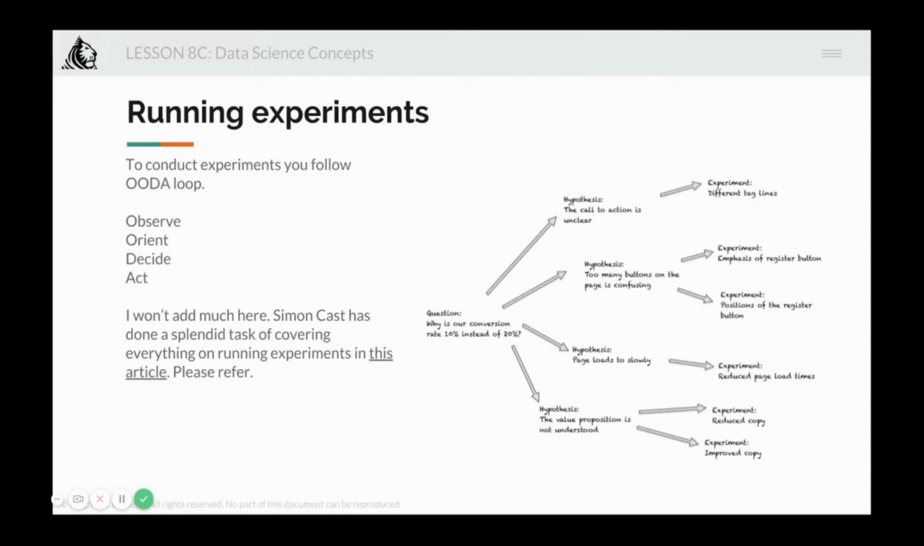Then you create experiments for each one of them. And depending on the effort versus impact of each of these experiments, you will then go ahead and start working out what data will be needed for each one of them to prove it right or wrong, right? There's this amazing article by Simon Cast, which I'll strongly recommend that you refer to. The link is in the slide, so please go through it.